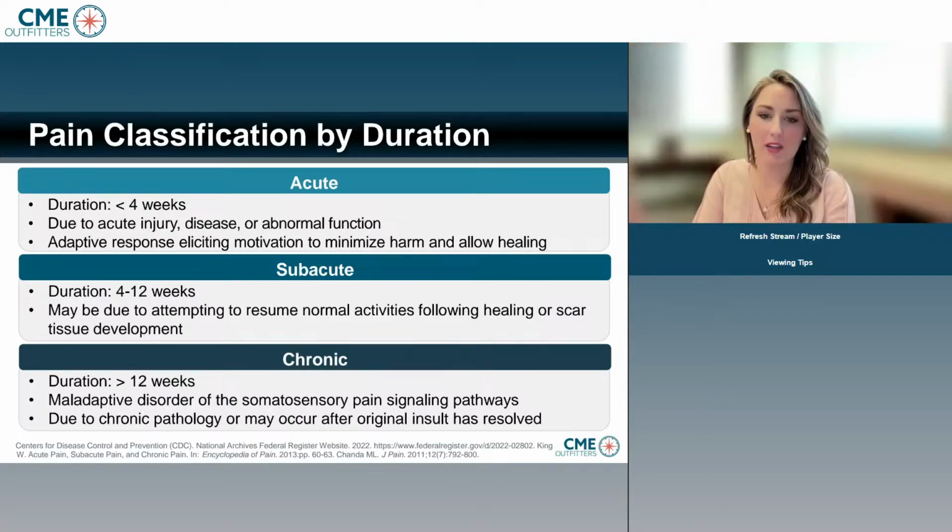Think about pain, not only what is the cause of injury and what type of pain it is, which we're going to get into, but how long has it been going on? Because it really dictates what treatment plan you put a patient on. And just to set some foundational knowledge here, acute pain is defined as less than 4 weeks. It's usually due to an acute injury, disease, or abnormal function, and it's an adaptive response.